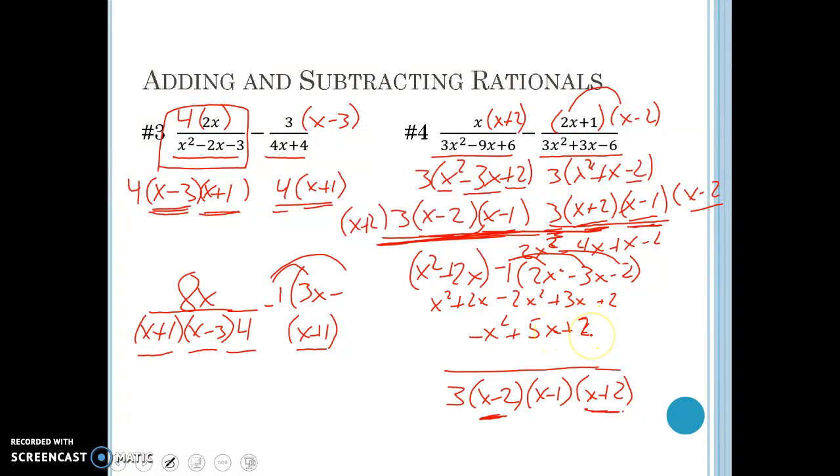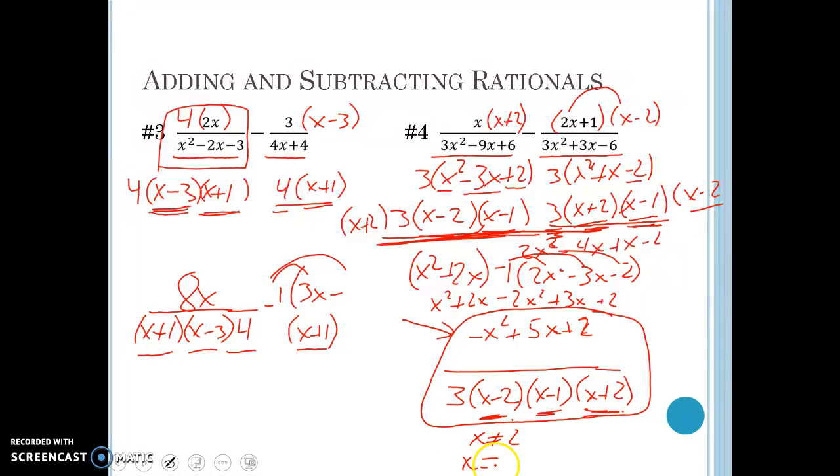And now if I could, I would try to put this in factored form, because maybe one of the factors of this polynomial on the numerator is either the x minus 2, the x minus 1, or the x plus 2. But I don't think I can factor what I have in the numerator. My final answer is going to look like this. And there are restrictions. X cannot equal 2, x cannot equal 1, and x cannot equal negative 2.